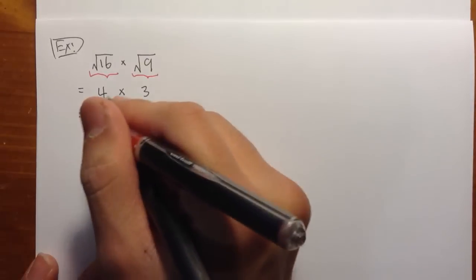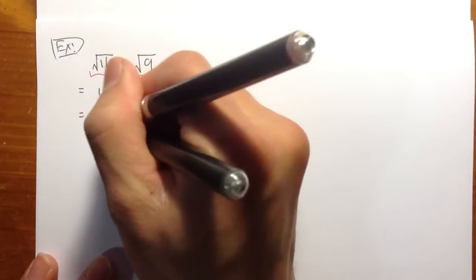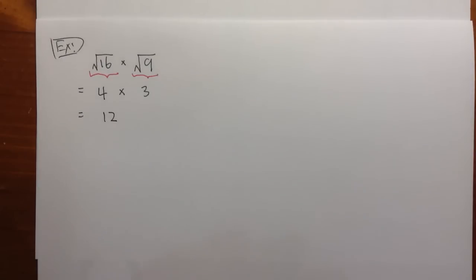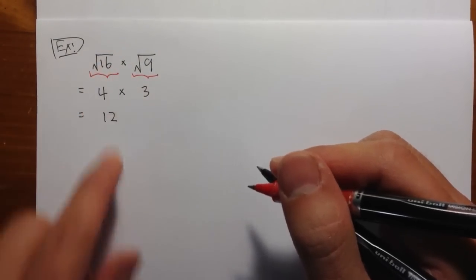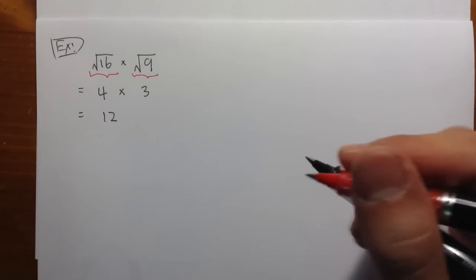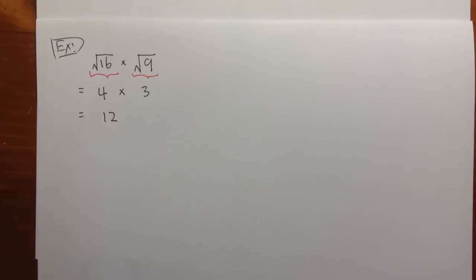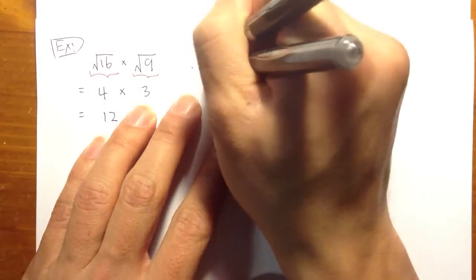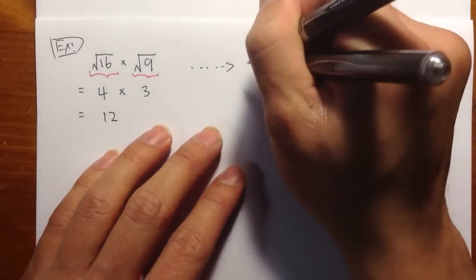And of course, after we've done the square roots, 4 times 3 is equal to 12. That's it. This is how you normally do it. You do the square roots before the multiplication. That's the order of operations. But what if I want to do the multiplication first? Is that okay? Let's take a look.